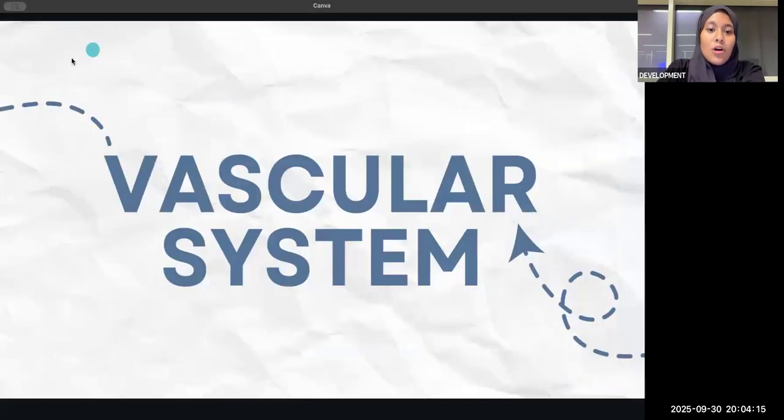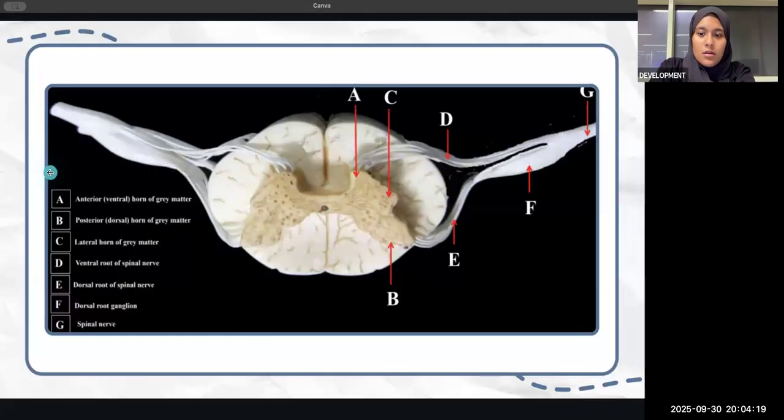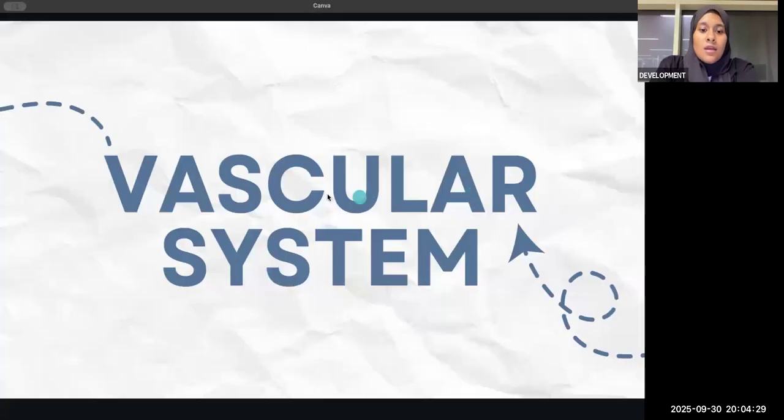Okay, guys, now we're on to our last system, which is, what is F? F is dorsal root ganglion. E is dorsal root. You have your answers over here, inshallah. Okay, now we're on to our last system.